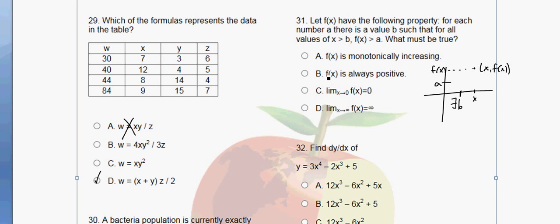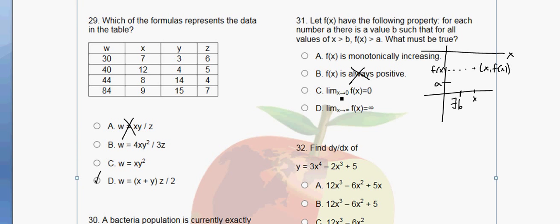Okay, so part B says f of x is always positive. That's not necessarily true. All I have to do is change this picture so that my x-axis is up here, right? It doesn't change anything about the values of where a and b are. So a doesn't have to be positive, f of x doesn't have to be positive, so there's nothing really talking about the sign of these values. So that one's not true.